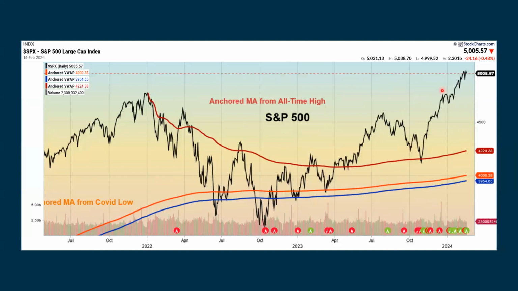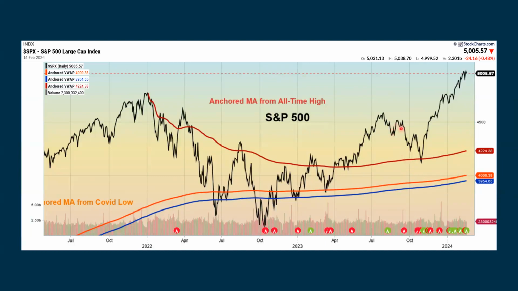Then we have an anchored moving average, not really a big use for this right now. Most moving averages take you from right now, and then you calculate backwards. Well, with an anchored moving average, you can go to a previous price and then have it calculate going forward.